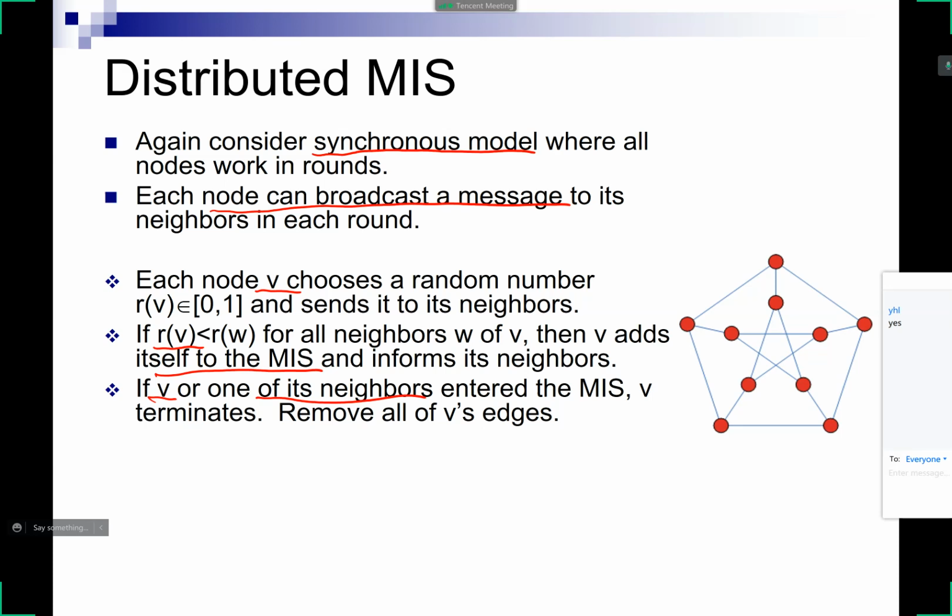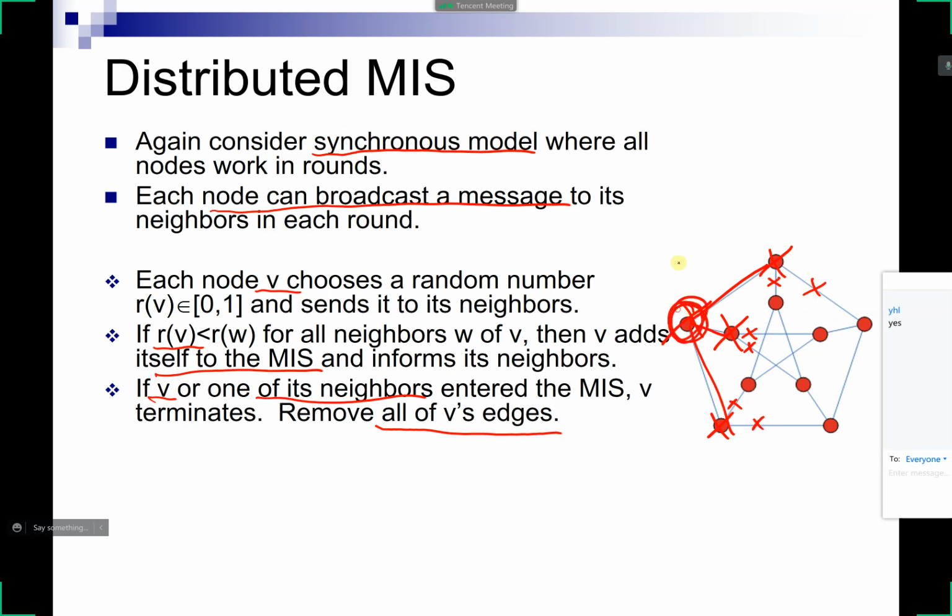Okay, and when you terminate, you remove all of your neighboring edges. As an example of this, suppose this node over here actually has the minimum value. Then he's going to broadcast this information to all his neighbors. He's got 3 neighbors over here, and all of these neighbors are going to terminate execution. When they terminate, they're also going to remove all of their edges. So we're going to remove all of these edges here.